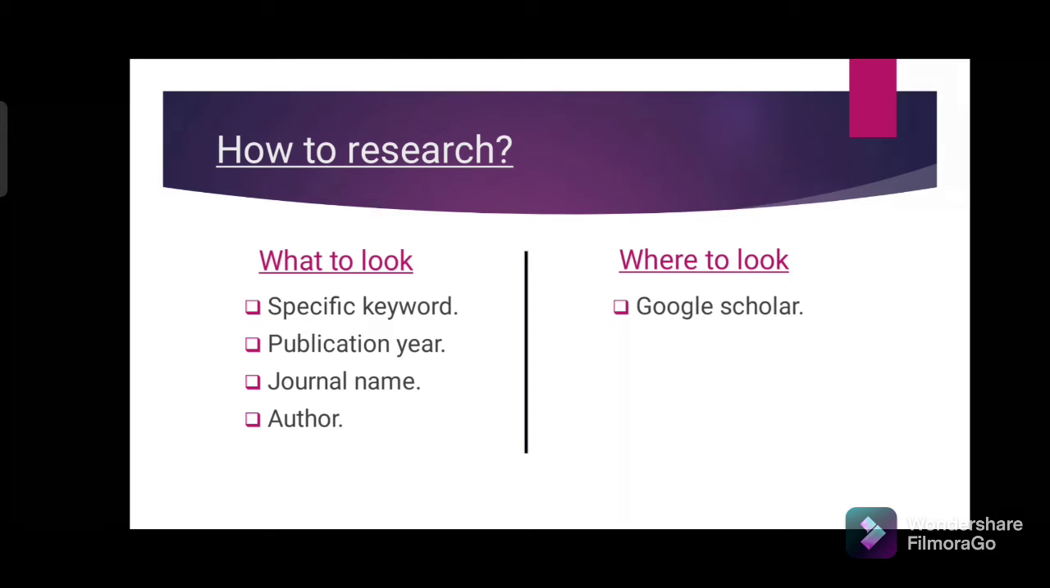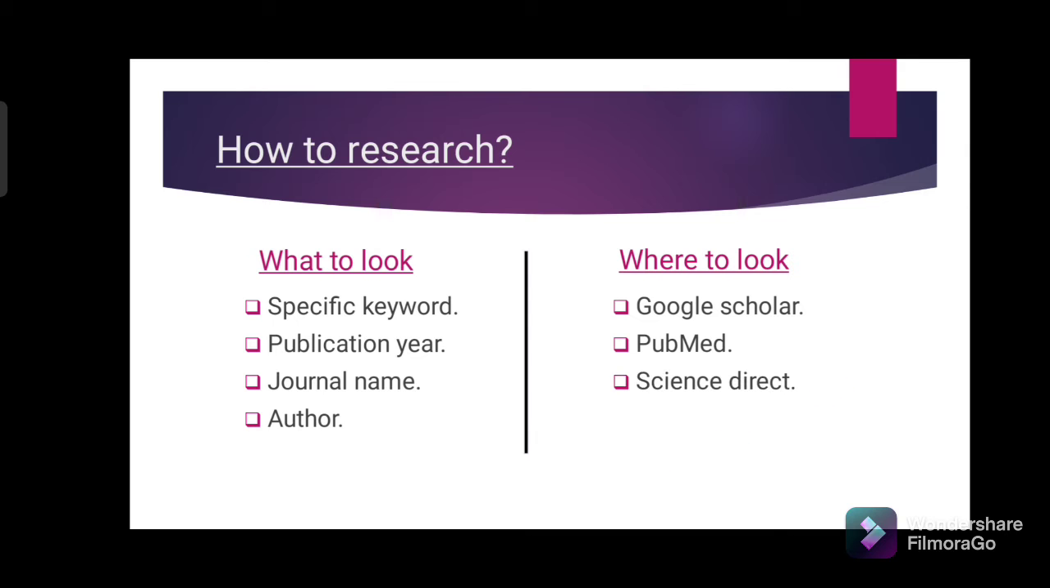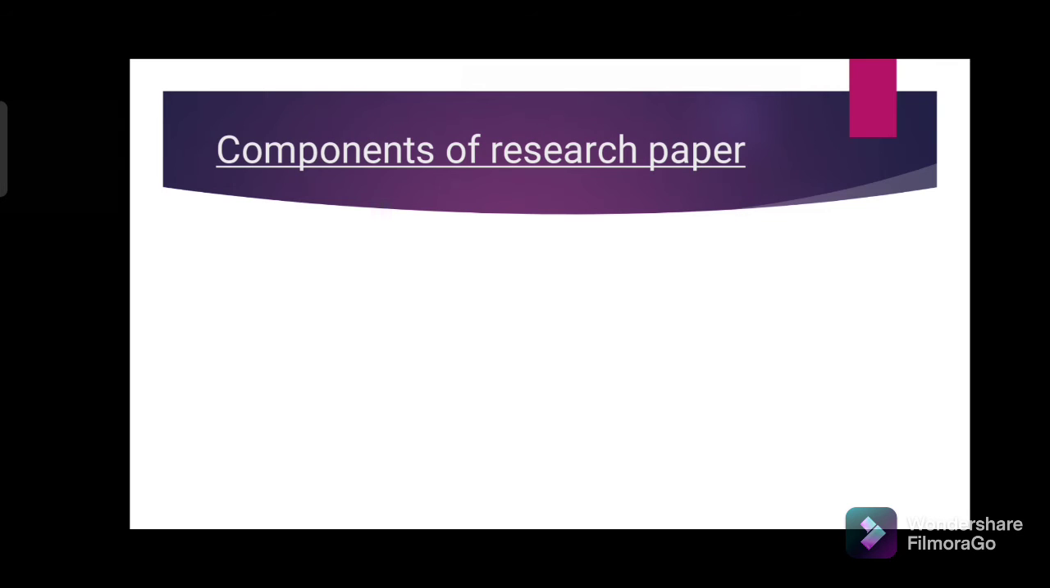And where to look? It is not advisable that you just go on Google and search randomly, because you will not find authentic information. So you need to go to sources like Google Scholar, PubMed, Science Direct and BioMed Central. You can use these. Now, the components of a research paper.